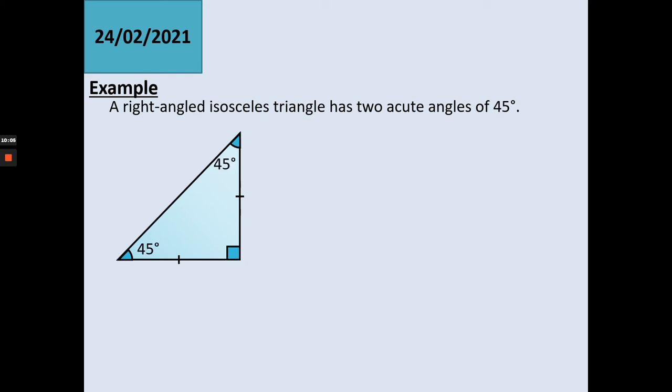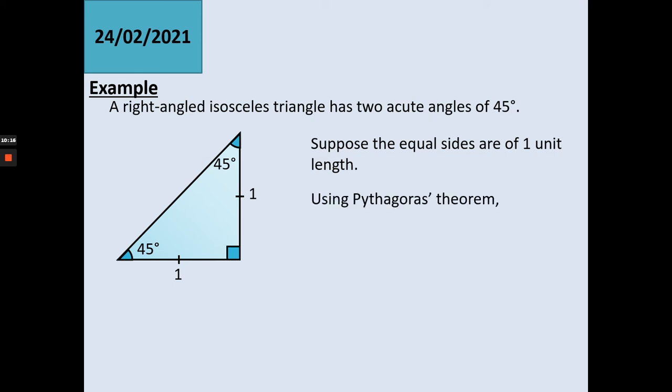So if we think about our SOHCAHTOA now, okay, so we are going to assume that the length of the two short sides are 1 unit each, okay? And then what we're going to do is we're going to think about using our Pythagoras theorem here, okay? So the hypotenuse, which is the one we don't know at the moment, that one is always the two short sides squared added together. So we have got 1 squared plus 1 squared, so that's going to be 2. So we're going to have the root of 2 as the length of our hypotenuse. So let's put that in, okay?